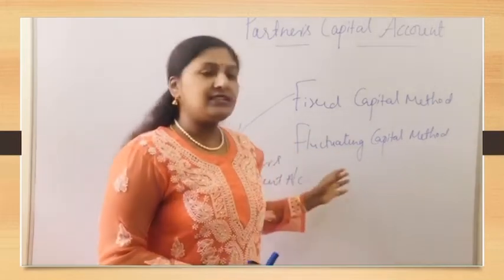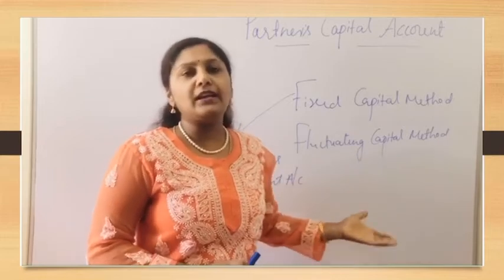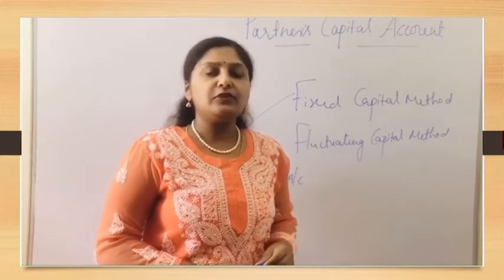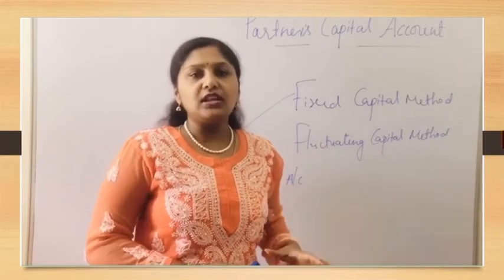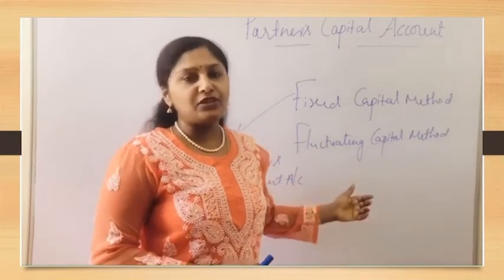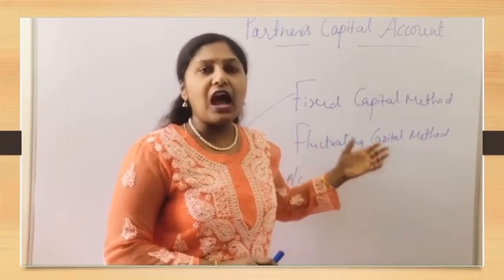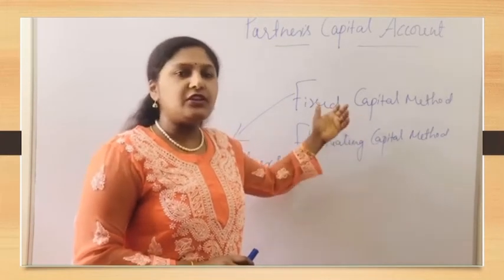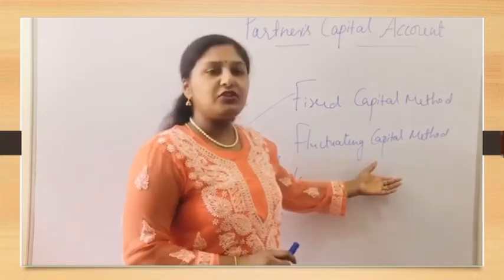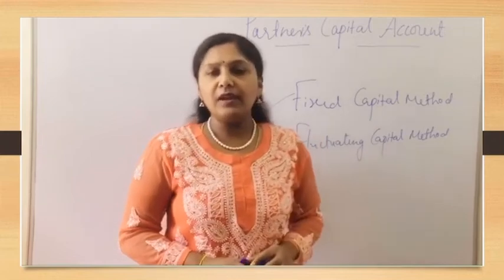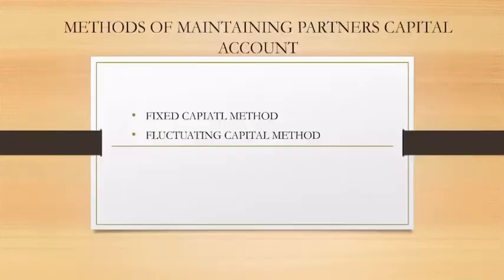So from these two methods, definitely you can expect one POQ, practically oriented question, especially for the PU students. So wherein with imaginary figures, students are supposed to prepare two partners capital account under the fixed capital method, under fluctuating capital method. So if they ask it under fixed capital method, then you need to prepare both the capital account as well as the current account. So under the fluctuating capital account, only one account will be prepared, that is the fluctuating capital account itself.